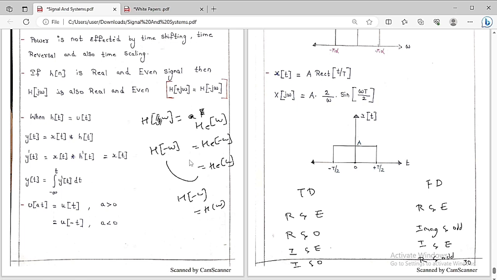So this is what we can say clearly here. Sometimes they will write h of j omega, sometimes they will write h of omega, but it's just a notation. I have told you this concept so many times.